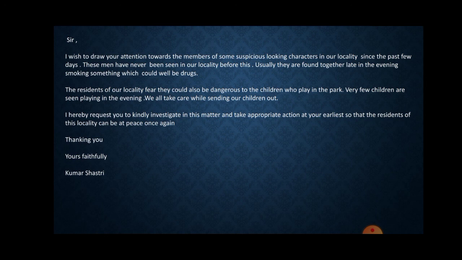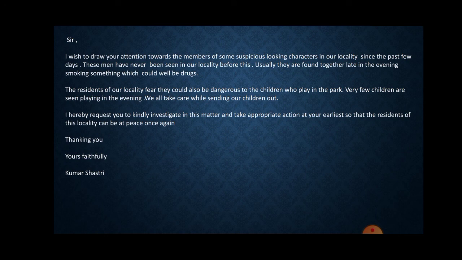First of all, write Sir and put comma. Then leave one line and then begin your first paragraph. See what is written here in the first paragraph. I wish to draw your attention towards the presence of some suspicious looking characters in our locality since the past few days. These men have never been seen in our locality before this. Usually they are found together late in the evening smoking something which could well be drugs. This is the first paragraph. This paragraph contains the details of the complaint.